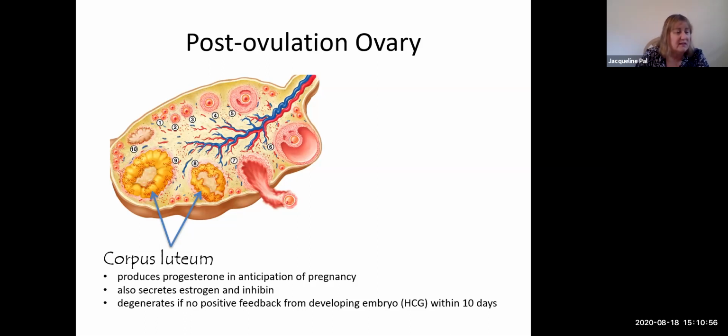And meanwhile, it keeps on asking, is she pregnant yet? Is she pregnant yet? Is she pregnant yet? Because what it's looking for is if fertilization occurred, then the developing embryo starts kicking out a hormone, which is HCG, human chorionic gonadotropin.